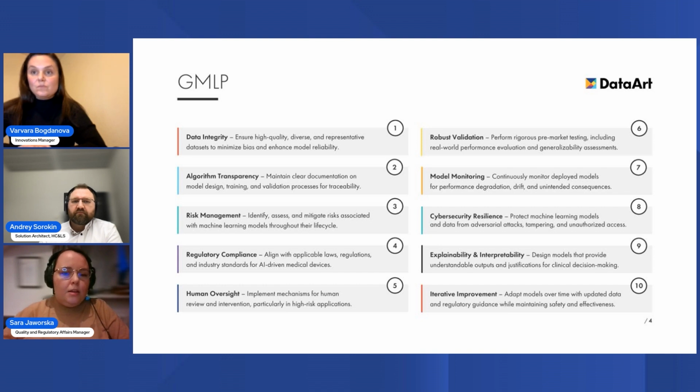So as long as companies follow the regulatory requirements, both systemic and product-related, and take the effort to validate AI models thoroughly, they should be able to ensure patient safety and bring their products to the market.